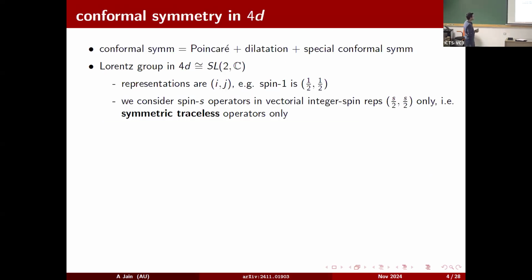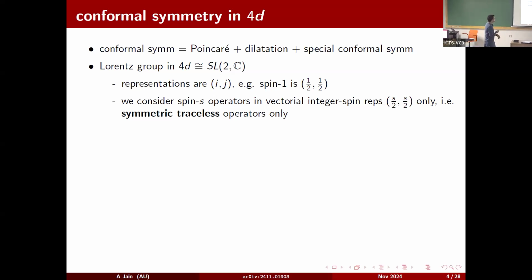In 4 dimensions, or actually in any dimension, conformal symmetry consists of Poincare symmetry, dilatation symmetry, and special conformal symmetry. And in 4D, the Lorentz group is isomorphic to SL2C. So we are going to consider representations of SL2C, which are labeled by 2 numbers, i, j. For example, a spin 1 would be given by the representation (1/2, 1/2), and so on. We only look at integer spin S operators, which are representations (S/2, S/2), and these are symmetric traceless.